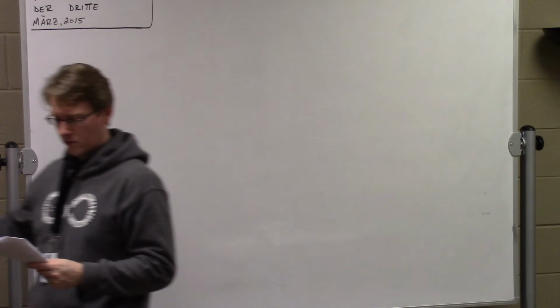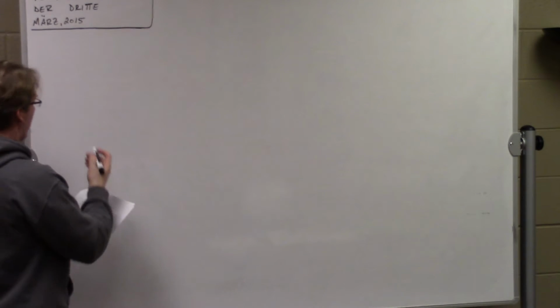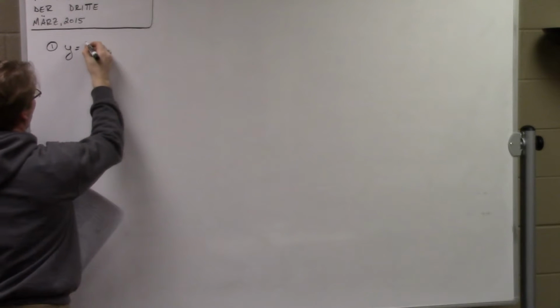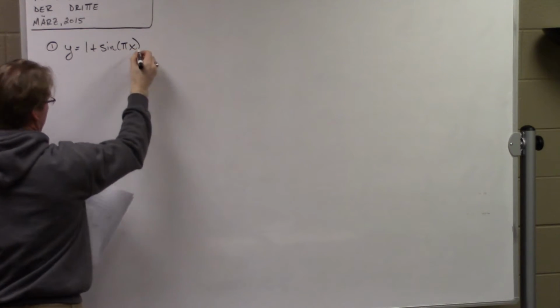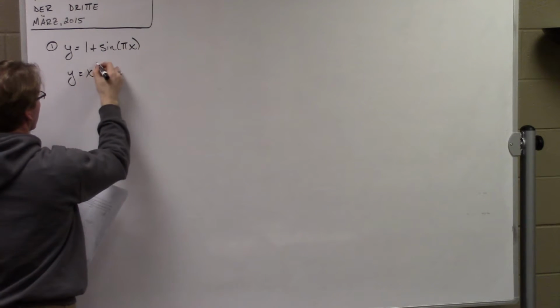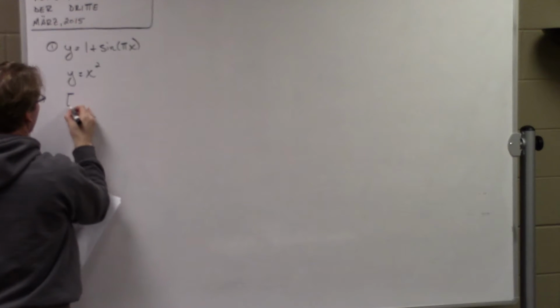Which brings us to free response number 1. Let R be the region between the graphs of y equals 1 plus sine of pi x and y equals x squared from x equals 0 to x equals 1.